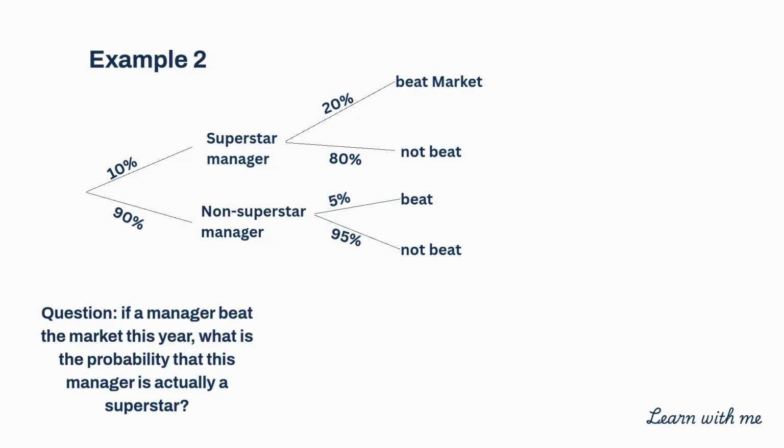Now here's the question. If we observe that a manager beat the market this year, what is the probability that this manager is actually a superstar? In this case, we're re-updating our belief about the manager after seeing new information. This is exactly where Bayes' rule comes in. To answer this question, first, let's figure out the total probability of a manager beating the market. A superstar manager beats the market, that's 10% of managers, times a 20% chance of beating the market.